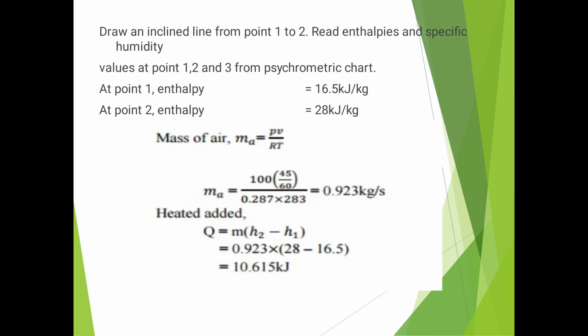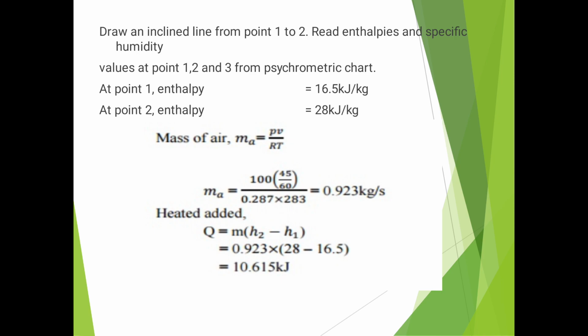Mass of the air, Ma, is equal to PV divided by RT. Mass of the air is equal to 100 into 45 divided by 60, divided by 0.287 into 283, which is equal to 0.923 kilojoule per second. Heat that is added is equal to Q is equal to M into H2 minus H1, which is equal to 0.923.